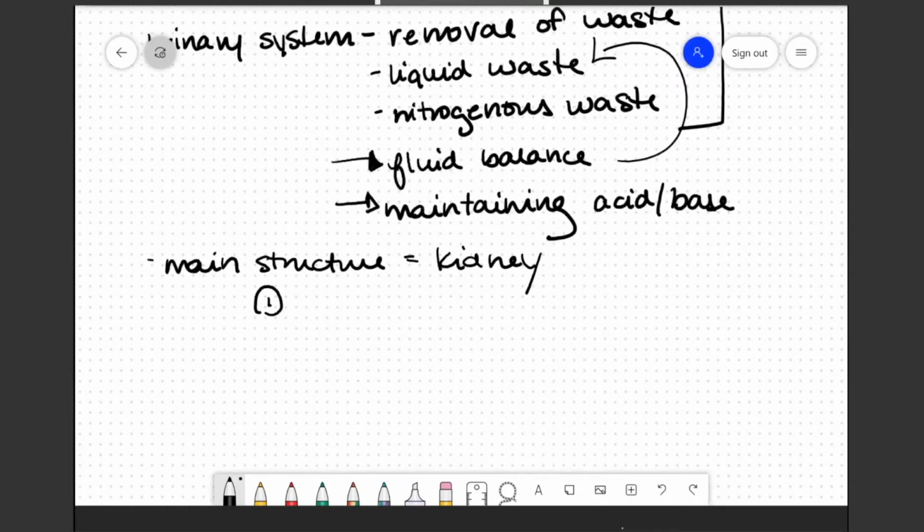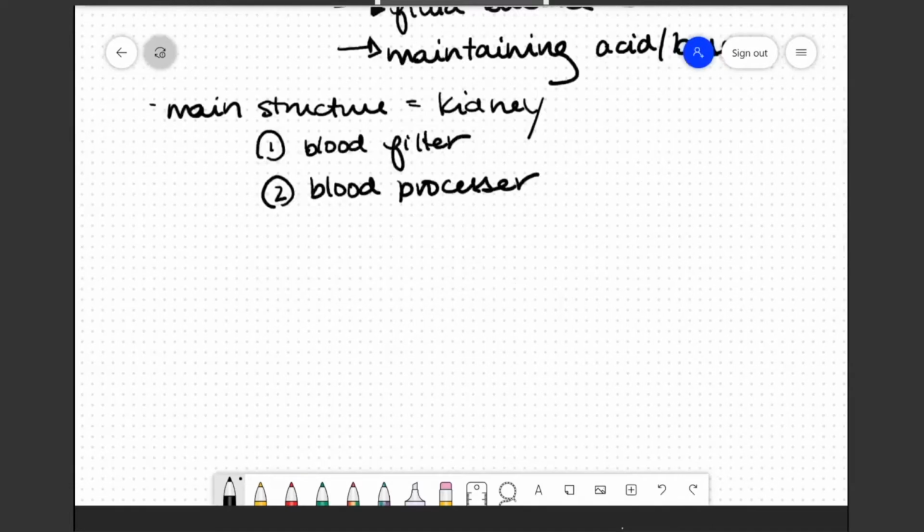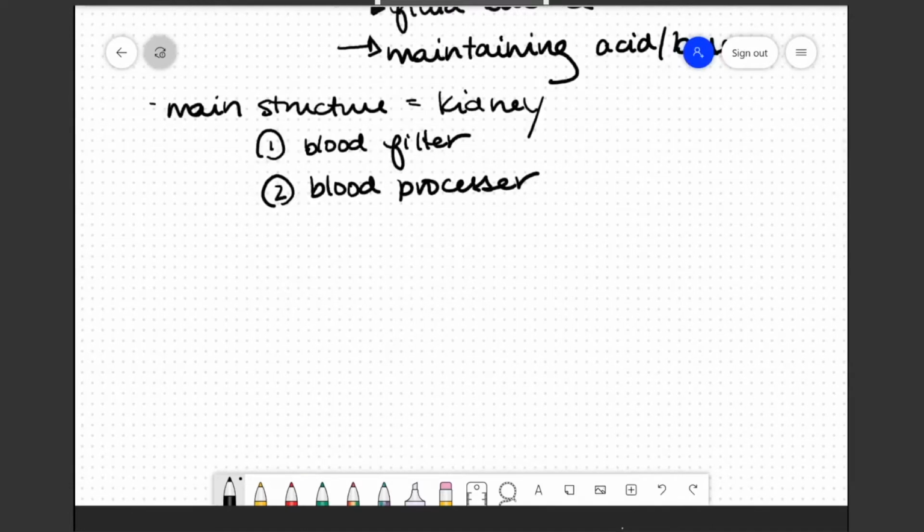The first one is he's going to be a blood filter. So your kidney will act as a filter for all of your blood. But then it's also a blood processor. So not only will it filter out all of the blood, but it will also process it and clean it up and do all the things it needs to do to maintain its integrity. And then our kidney is responsible for manufacturing your urine, which is that liquid waste that we need to get out of our body.